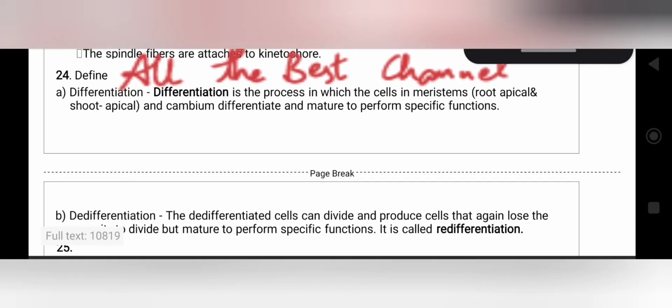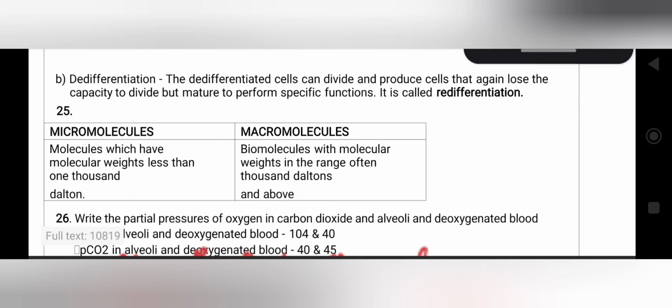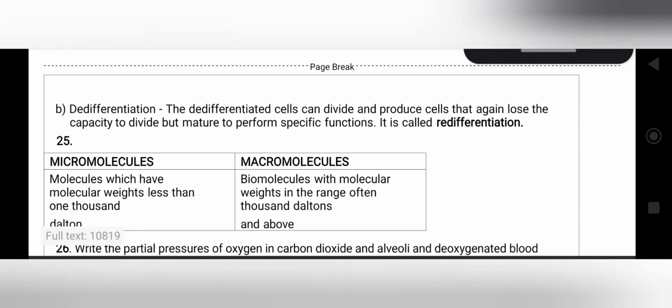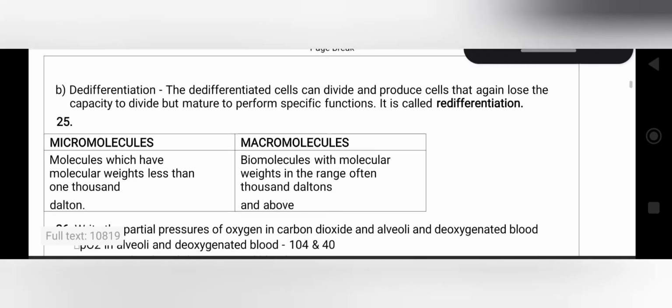Define differentiation. Differentiation is the process in which the cells in meristems, root apical and shoot apical and cambium differentiate and mature to perform specific functions. Dedifferentiation. The differentiated cells can divide and produce cells that again lose the capacity to divide but mature to perform specific functions. It is called redifferentiation or dedifferentiation.